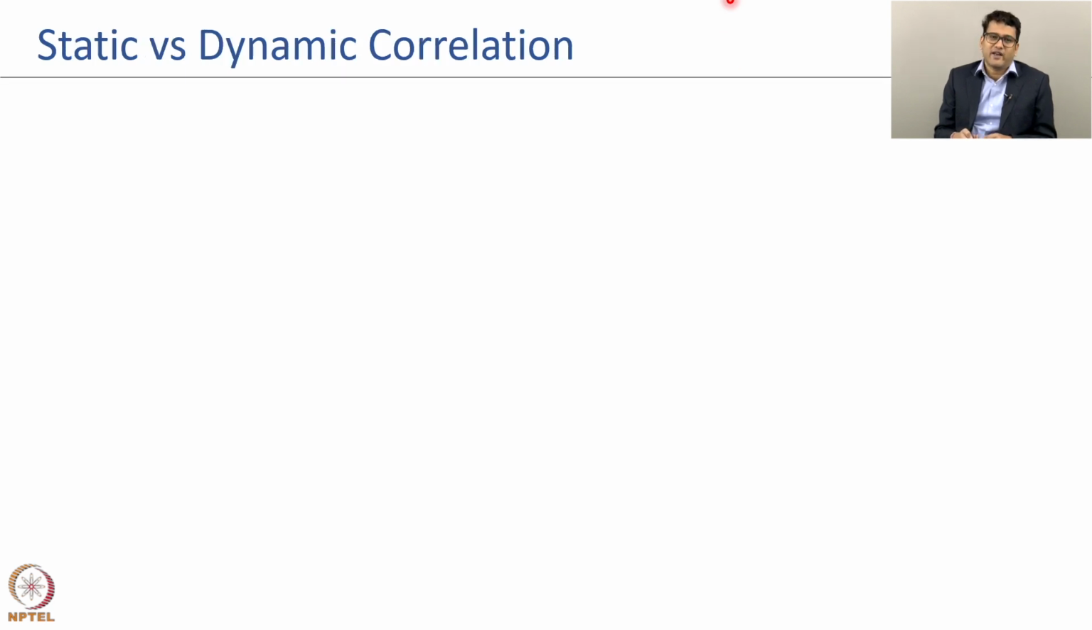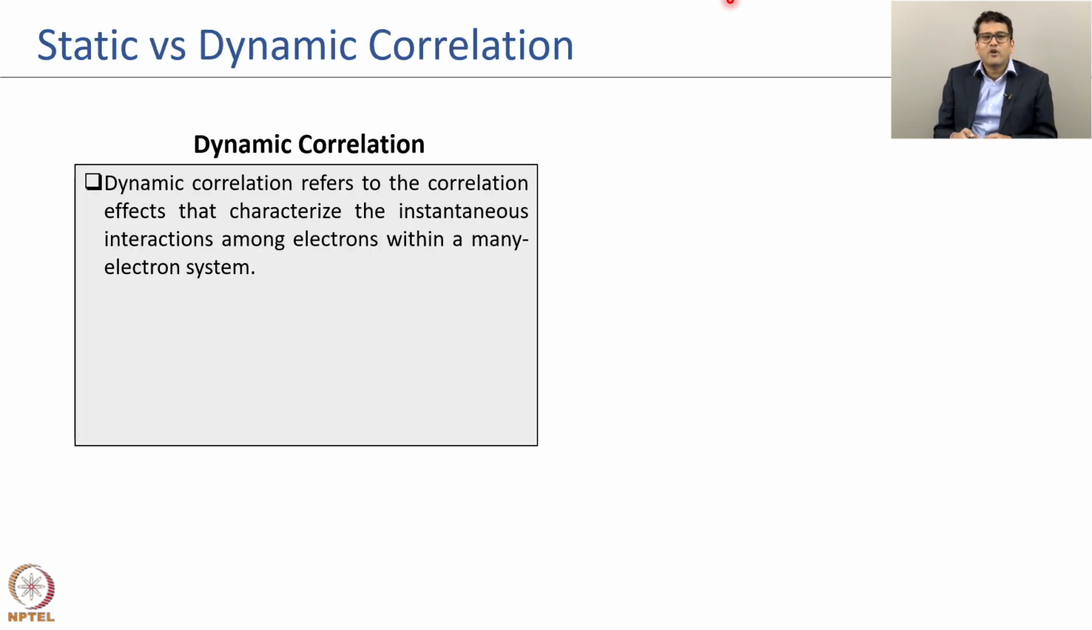Now, what is static versus dynamic correlation? Dynamic correlation characterizes the instantaneous interaction among the electrons within the main electronic system. Remember, in the Hartree-Fock, I am considering that each electron is moving in an average field of the other electrons. Suppose I have a class full of students. In the Hartree-Fock, each student will face an average interaction from the other students, and if the teacher is present, maybe of the teacher. Whereas, the instantaneous interaction between the students, the chit chat, that is missing in the Hartree-Fock picture.